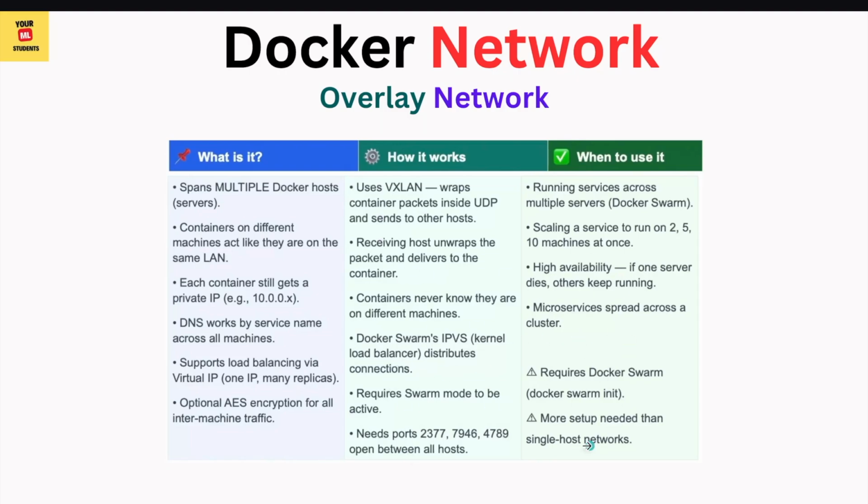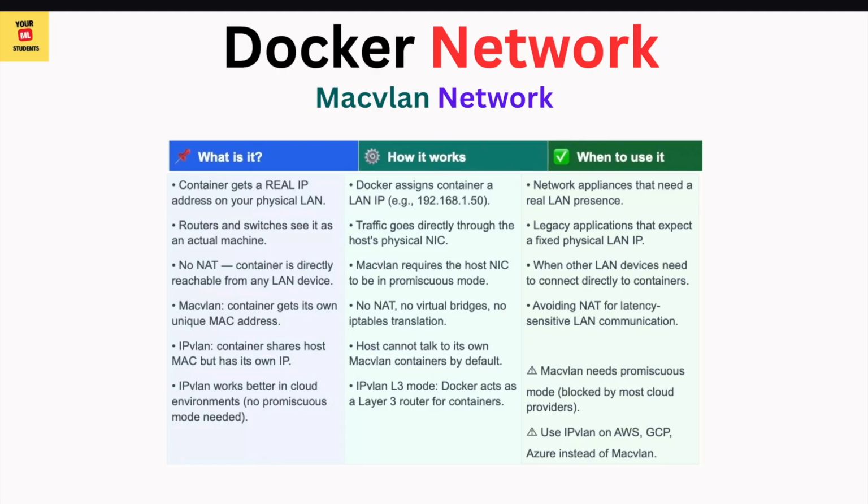Just for information, overlay is for when you need more setup than a single host network, when you need multiple hosts, when you need high availability, where if one server goes down, the other should keep running, or microservices spread across a cluster. If you have scenarios like that, I mean, a pretty big scenario, when you are thinking about scaling your Docker container, in such cases the overlay network comes into the picture. Again, we will discuss more about overlay network later on, but for now if you know that much, it will be fine. Okay. The last one is the Macvlan network.